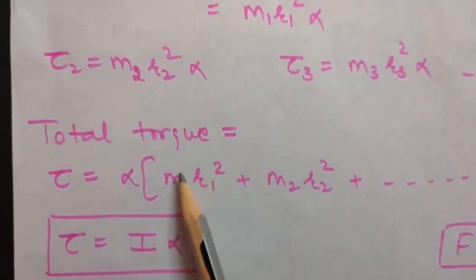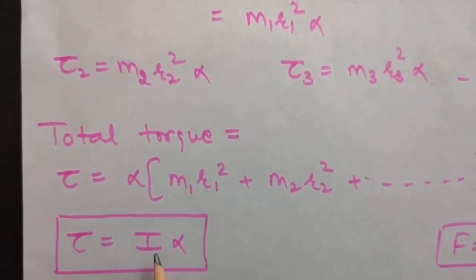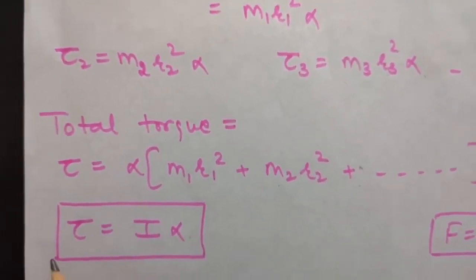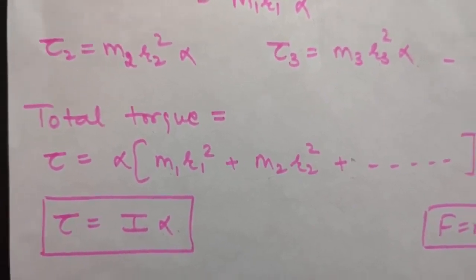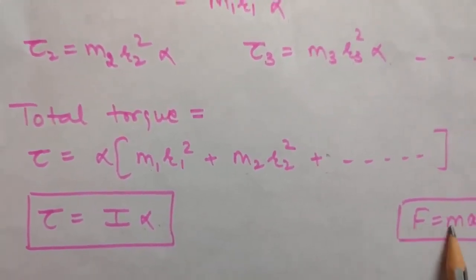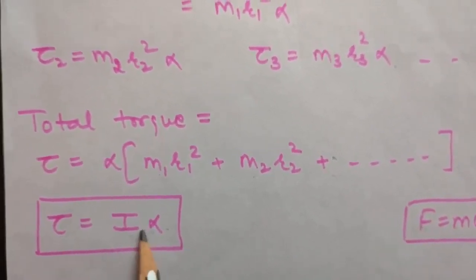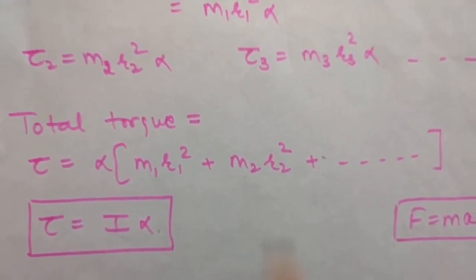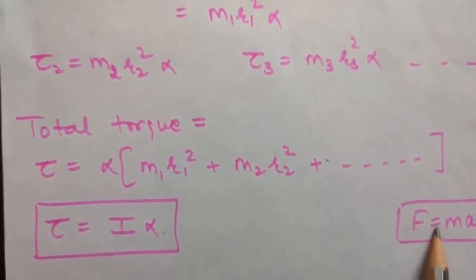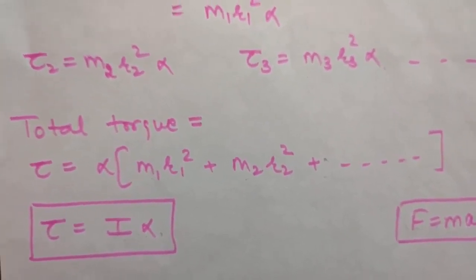Now again this is nothing but the moment of inertia of the body. So torque is I alpha. This is the relation between torque and moment of inertia. Again, you can relate it with the term F is equal to ma. Force is represented by torque, mass by moment of inertia, and a by alpha. So again, the equation for linear motion and rotational motion has come to be the same. Okay, so torque is I alpha.